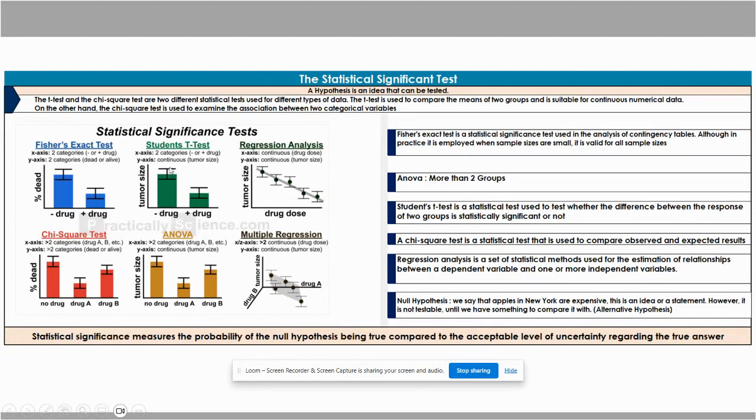So when you go with the x-axis two categories, two variables, and y-axis one continuous variable, the tumor size, because here the tumor size is continuous data. We cannot quantify that it will be 2 or 5, it keeps on growing. The size will be growing over a period, day by day. So it's a continuous axis. In that case, the student t-test would be your model.